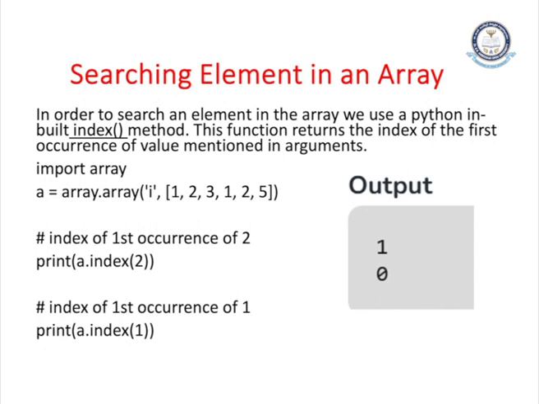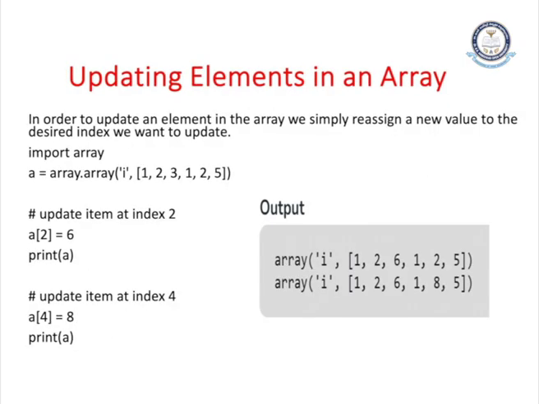Next is searching. Using indexes also you can search for the particular index element value. Next is updating. Using update you can update the value of a particular array element. See here, 0 1 2, instead of 3 I want to update the value 6. See, a of 2 is equal to 6. See, 1 2 6. Instead of 2 I want to update 8, so a of 4 is equal to 8.